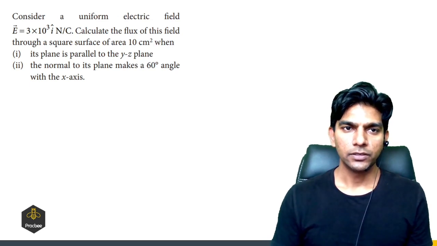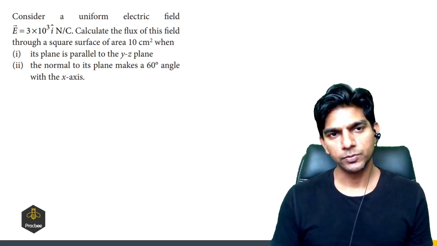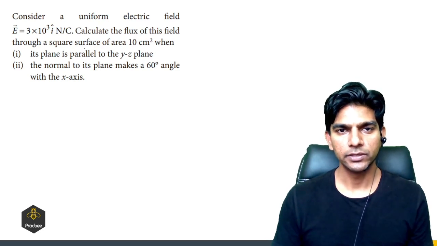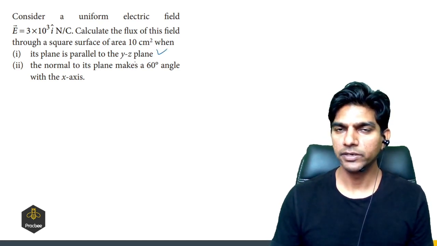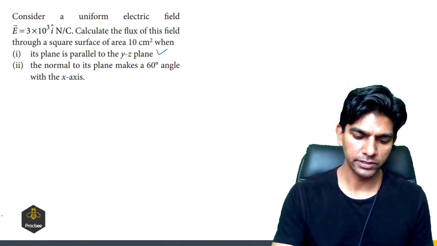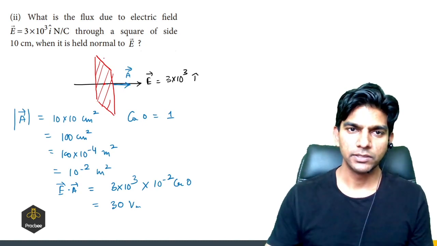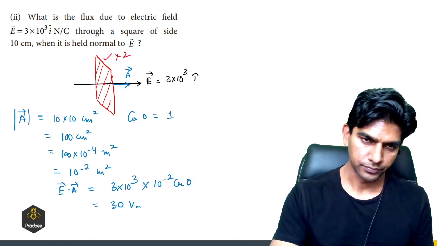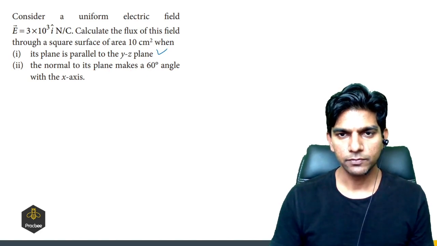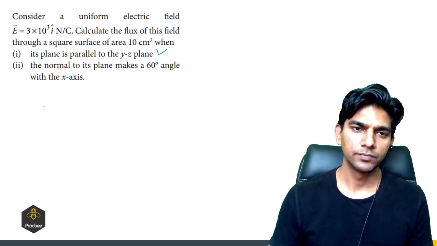Consider a uniform electric field which is 3 into 10 raised to power 3 i cap. Calculate the flux of this field through a square surface of area 10 centimeter square when its plane is parallel to the YZ plane. This one we have already discussed, right? It is similar to this case, as this area lies in the YZ plane. Second, the normal to its plane makes an angle of 60 degree with the x-axis.